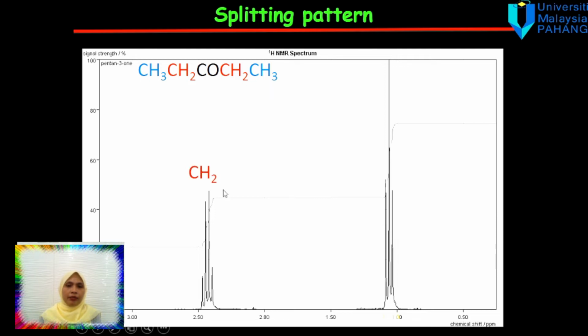This one is the signal for CH2 and this one is the signal for CH3, which is more upfield because it is further away from the C=O. This one is closer to the C=O. The splitting pattern is a quartet here because the neighboring protons are 3, and this one is a triplet because the neighboring protons are 2. The integration for this signal is 6H because the total is 6, and the integration for this signal is 4H.